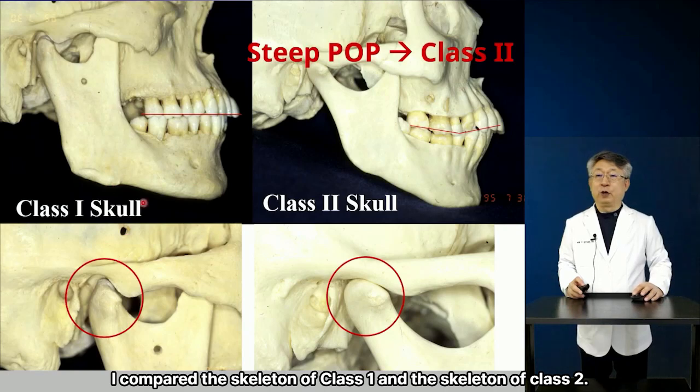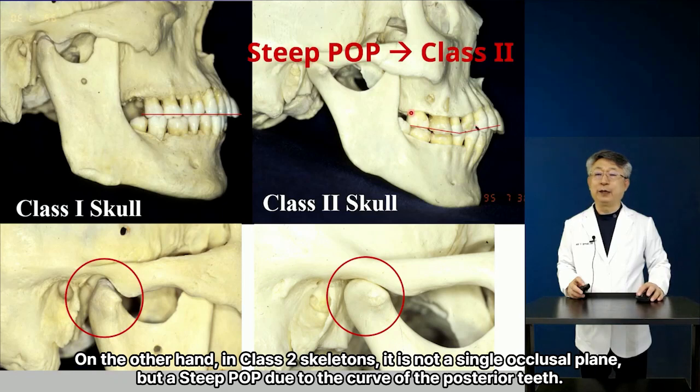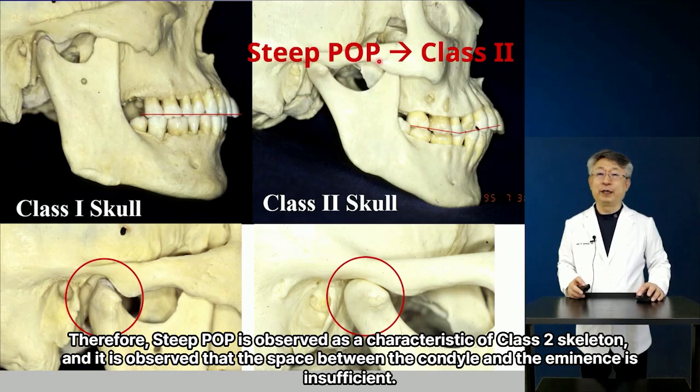I compared the skeleton of Class I and the skeleton of Class II. Class I skeletons have one flat occlusal plane. On the other hand, in Class II skeletons, it is not a single occlusal plane, but a steep POP due to the curve of the posterior teeth. Therefore, steep POP is observed as a characteristic of Class II skeleton. And it is observed that the space between the condyle and the eminence is insufficient.